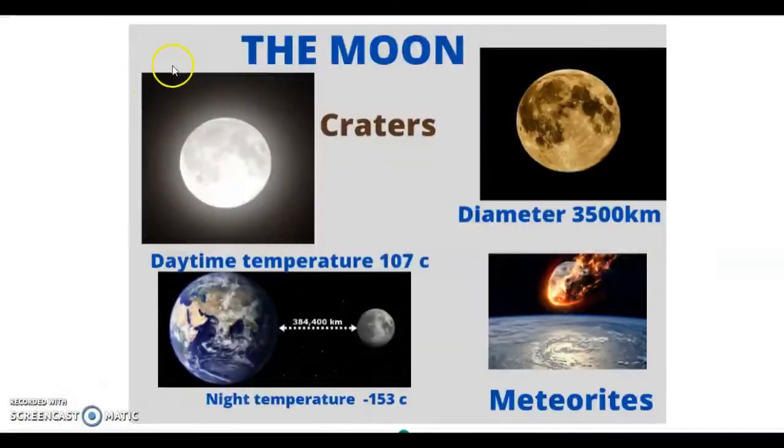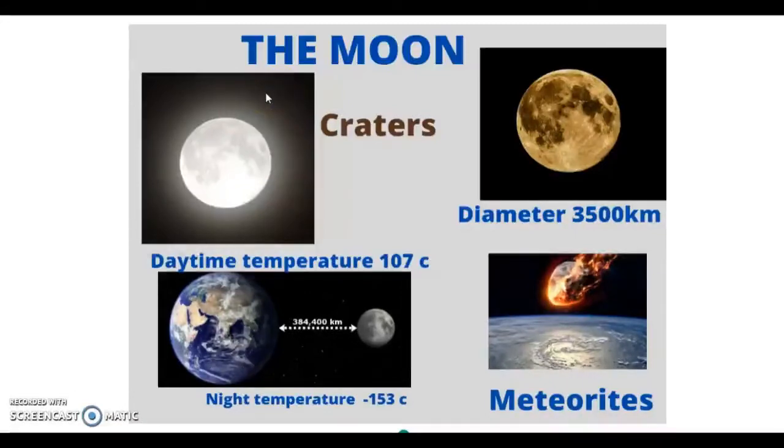Okay children, let's look at the structure of the moon. What is the moon? Yes, the moon is a natural object in the sky. And also, as you know, which is the brightest object in the sky? Yes, the sun. So after the sun, the moon is the brightest object in the sky.